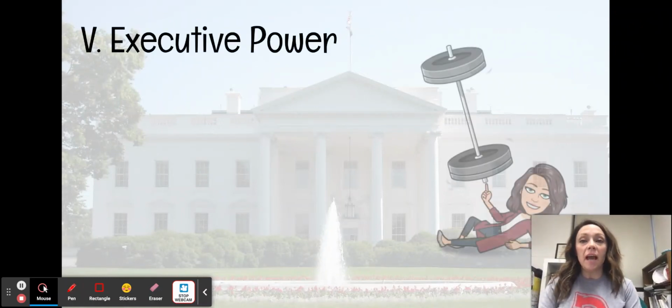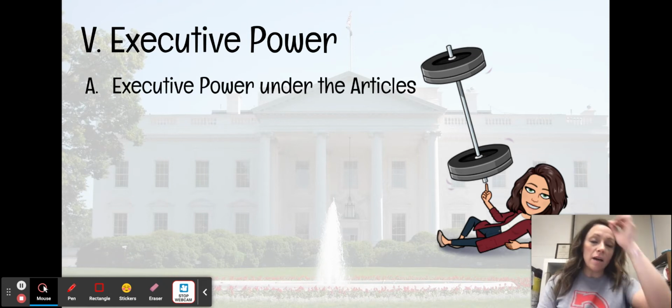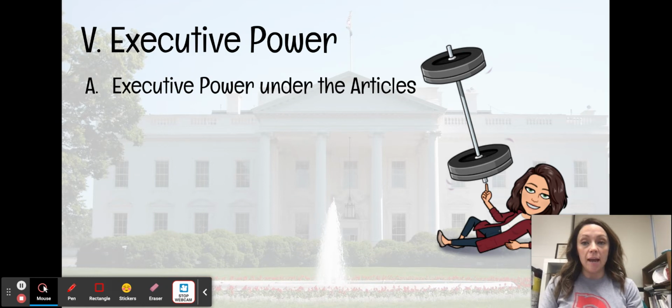Today we're going to be looking at executive power and talking about the sources of executive power. So how our president gets the responsibilities that he has. So first thing, we need to talk about executive power under the Articles of Confederation.